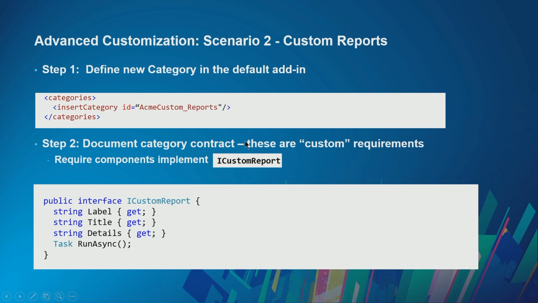Step 1, we define a new category. We do that in DAML. Within the categories group, insert a category child element, and we set the ID attribute to Acme Custom Reports. This is the new category that I'm defining. Step 2, I document my category contract. These are my custom requirements, and I'm going to need my report providers, which are my components, to implement the ICustom interface. So here in this screenshot, you can see a sample of my ICustomReport interface. It's very simple, has a collection of a few properties and a method.